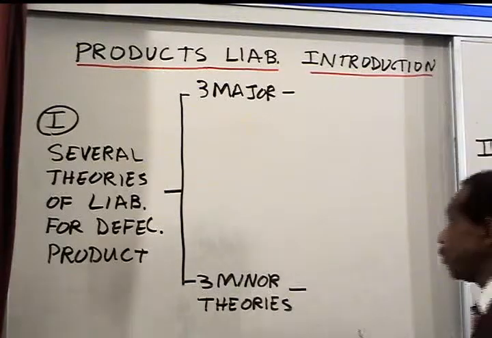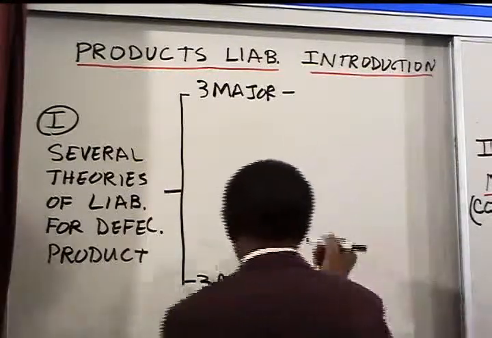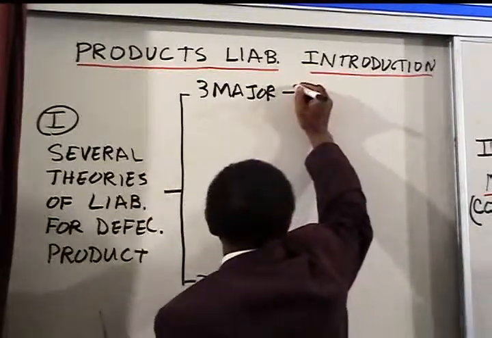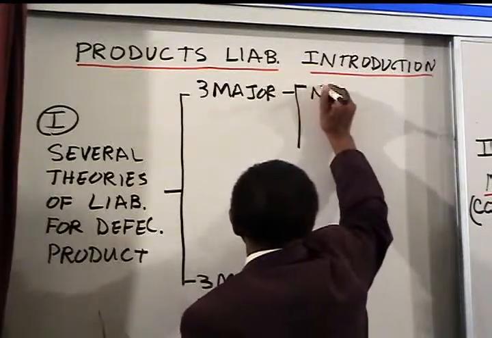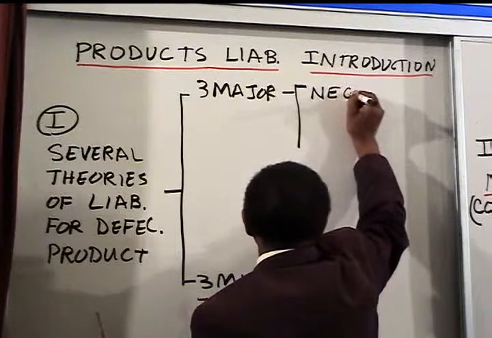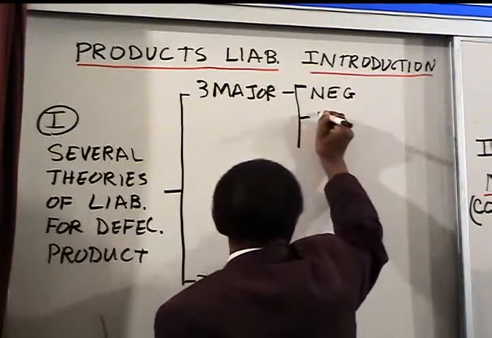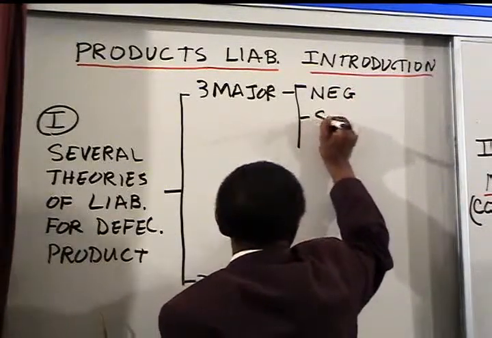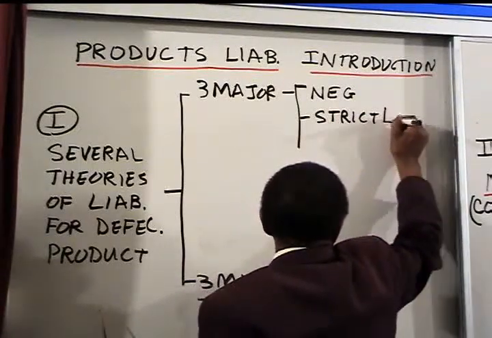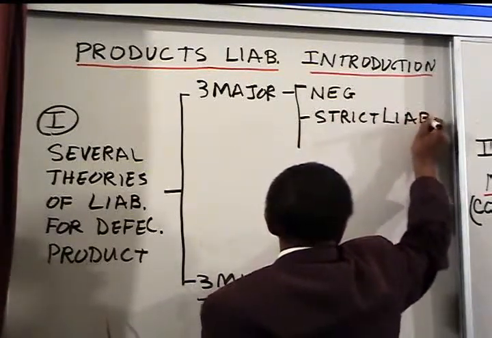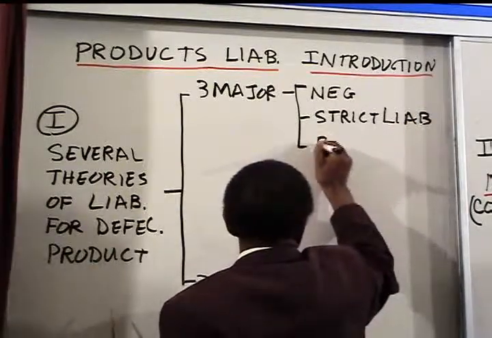The three major theories for liability for a defective product are negligence, strict liability, and breach of warranty.